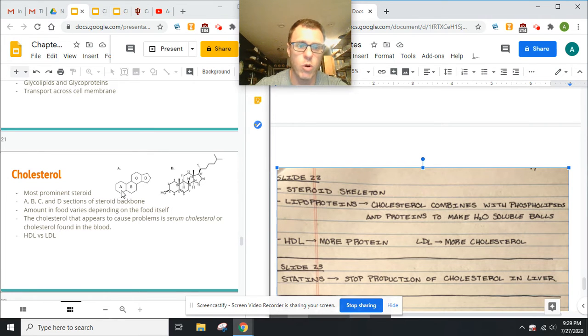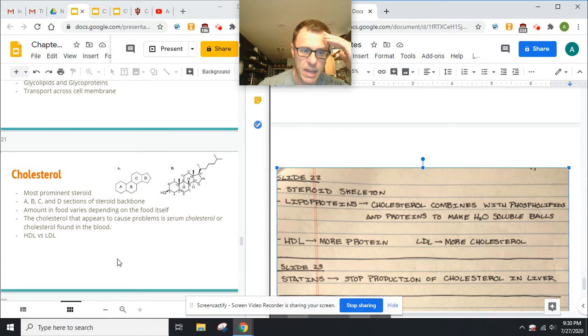I've talked about this before. We have our 6, 6, 6, 5 membered rings. This is the structure of cholesterol. All right. So you have your A, B, C, and D components. The amount of cholesterol varies depending on the food. The cholesterol that we talk about when you get it tested is serum cholesterol.